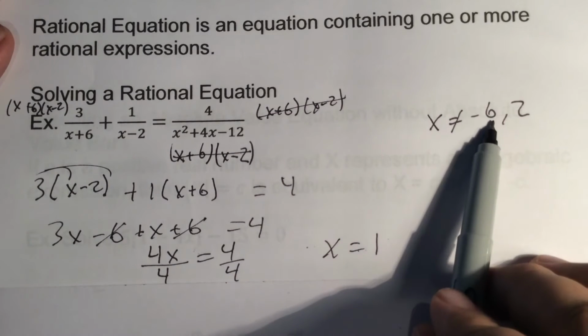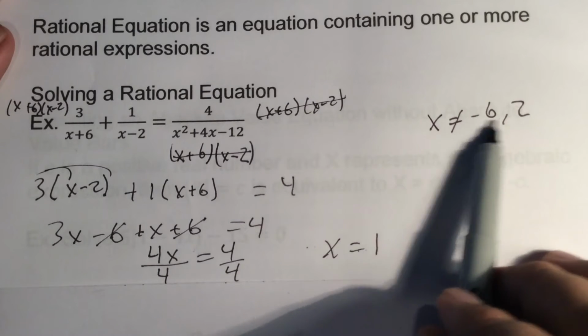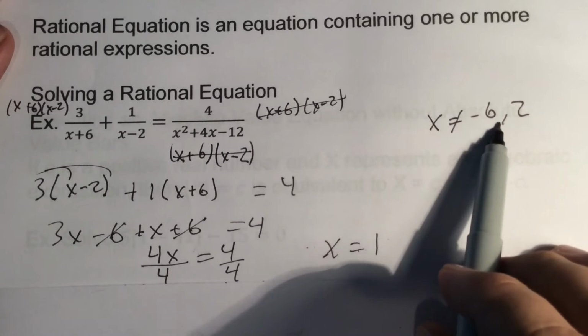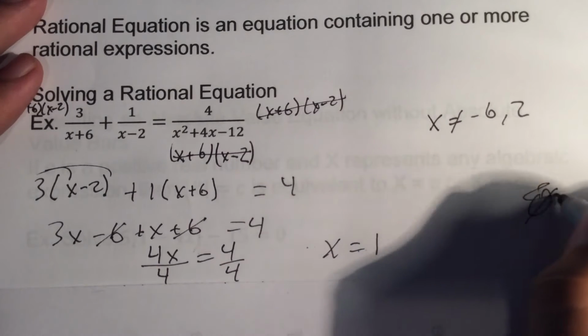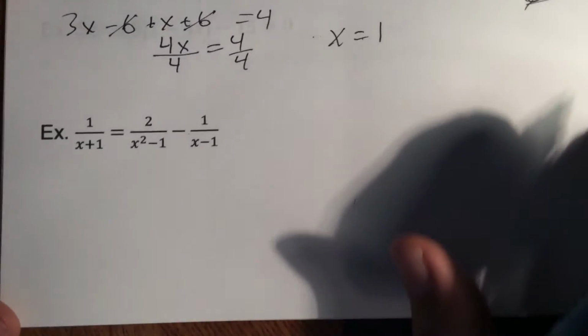Now, if it would have been, say, negative 1 is one of these that it couldn't be, or I should say positive 1 since we got 1. So if your answer is one of those exclusions, then it would be the empty set, because that doesn't work. It's no solution. Now, this one isn't, so it works, but that's something you always have to keep in mind. So, next one here.